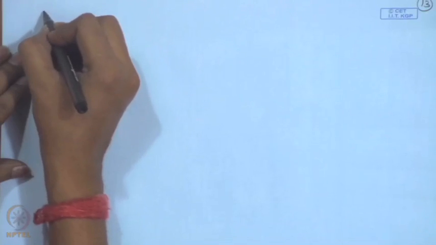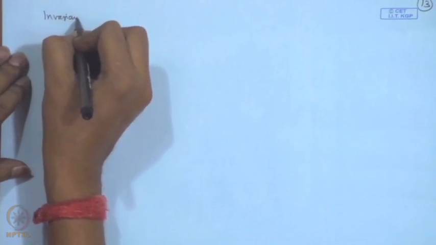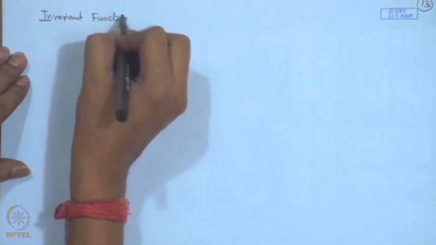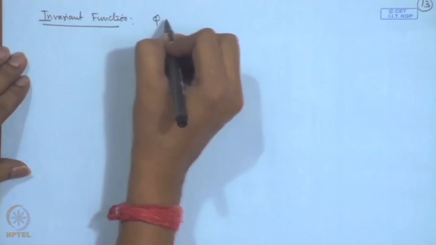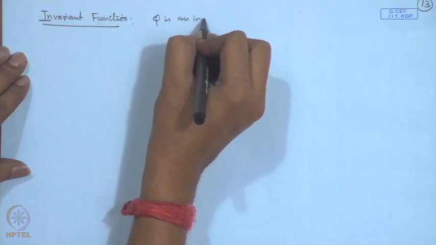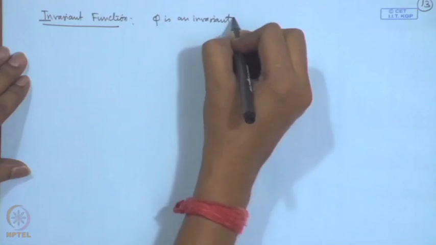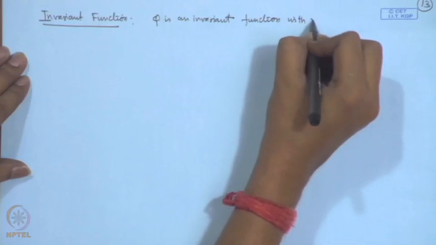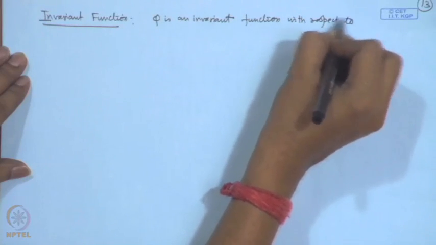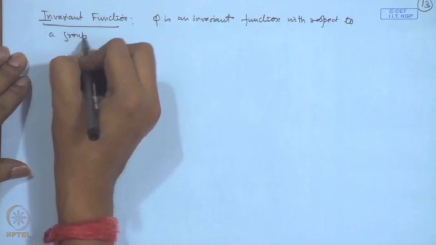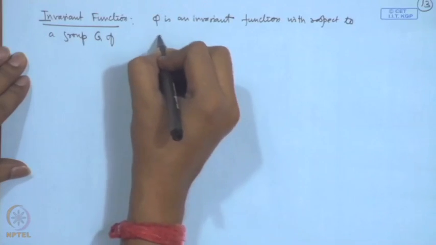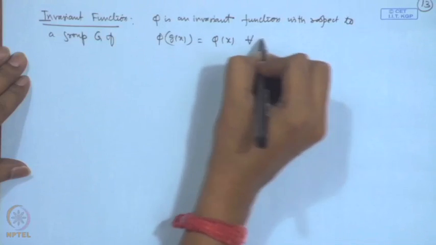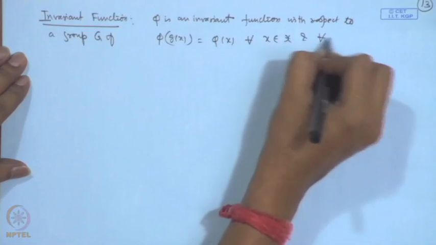So, what is an invariant function firstly? Invariant function, phi is an invariant function with respect to a group G if phi of G x is equal to phi of x for all x and for all G.